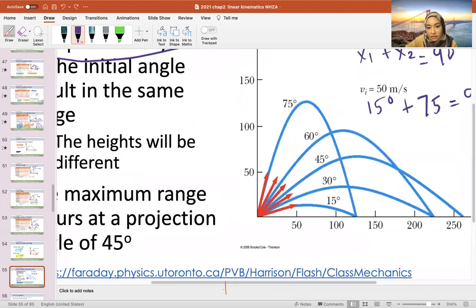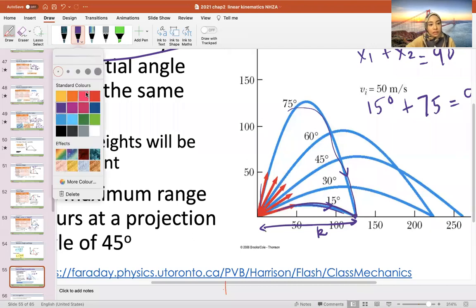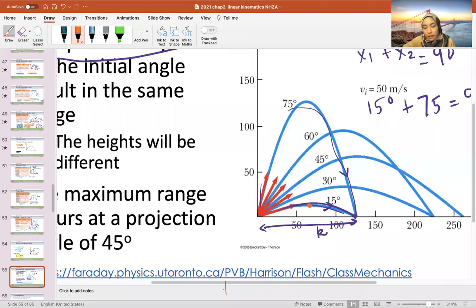This is 15 and this is 75. You end up at the same point. You will get the same range, not the same maximum height, but the same range. The maximum height is different. This is the maximum height for this one, and this is the maximum height for this one. So it's different, but the range is the same.